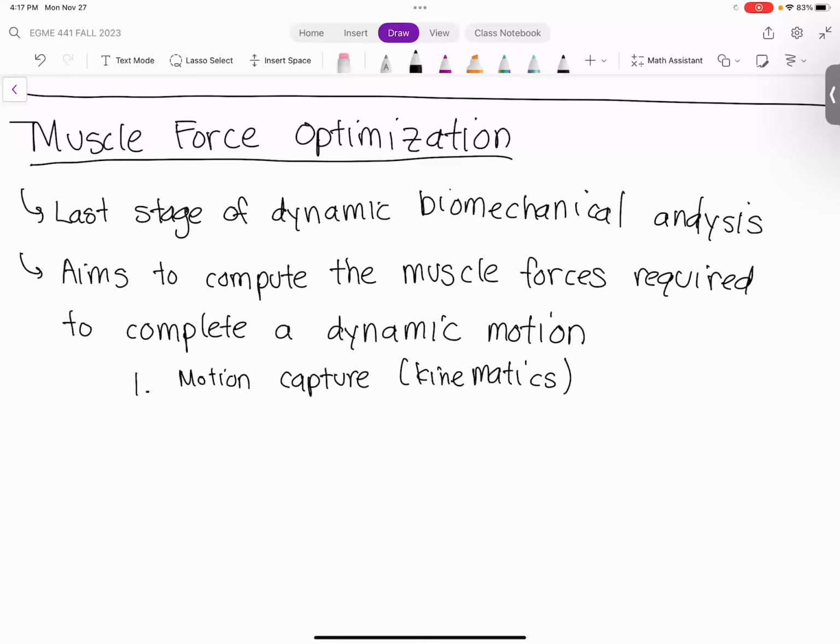Step 2 is inverse dynamics. The point of inverse dynamics is to take that kinematic data and convert it into net forces and net moments at the joints of a person's body. And then what we're on here is the muscle force optimization.